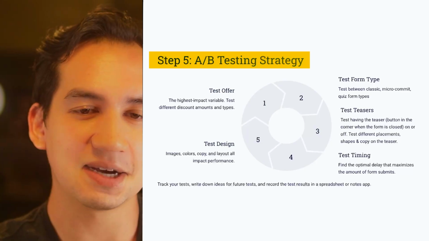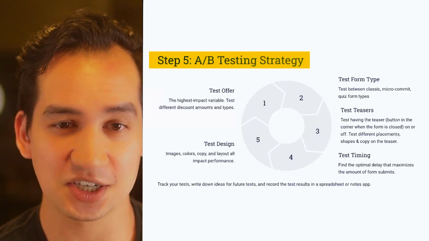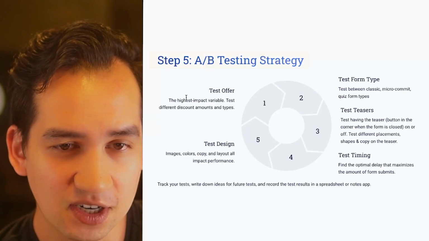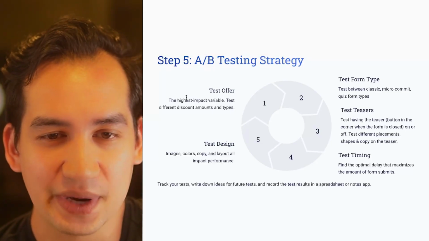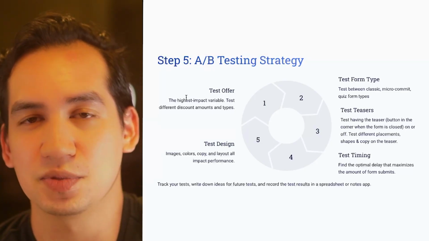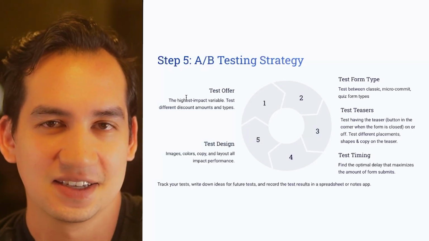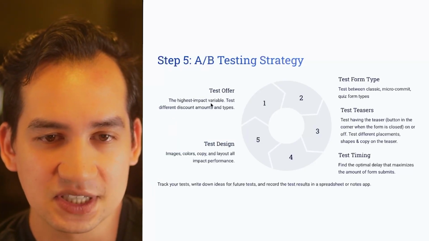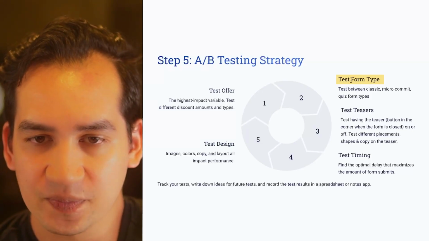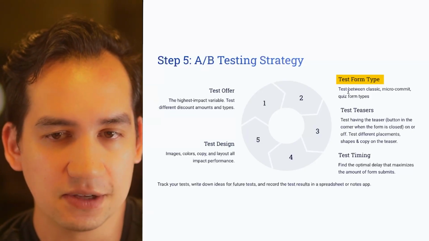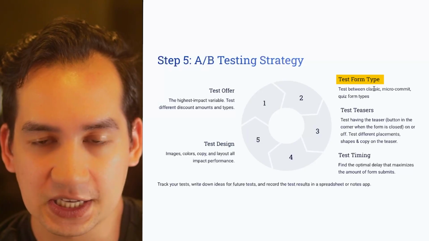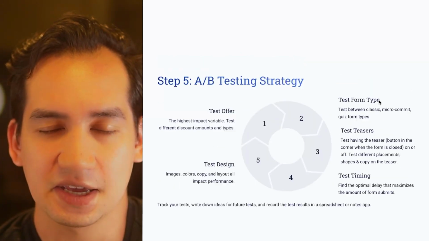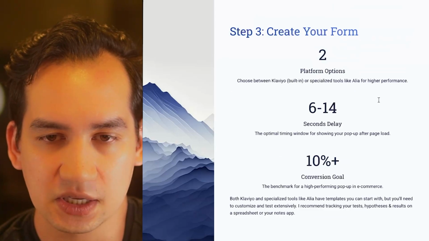All right, step 5, the A/B testing strategy. So number 1, first thing you want to do is focus on testing the offer. Obviously, this is the highest impact variable, so it makes sense to put most of your testing time into testing out the offer. Test different discount amounts and different types. Number 2 is going to be testing out the form type. So test between the classic, micro commit, and quiz form types that I mentioned earlier up here.